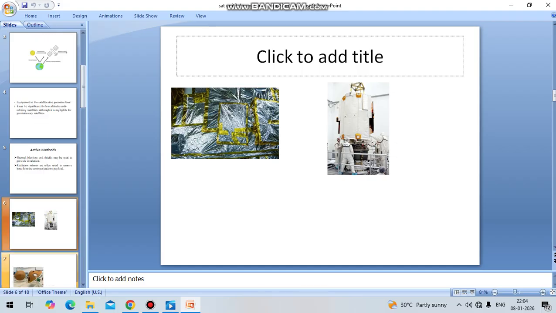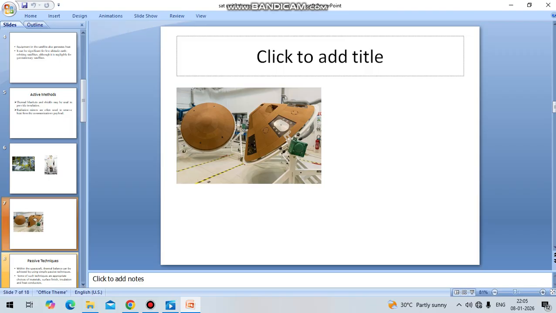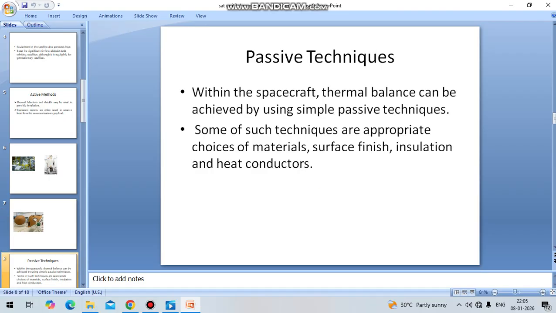Next is the mirror. This will also reflect back the solar energy received from the sun. Because of that, the components within the payload will be protected. So these are the active methods. Next is the passive technique.